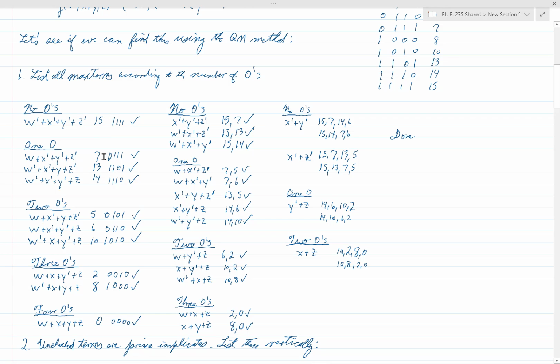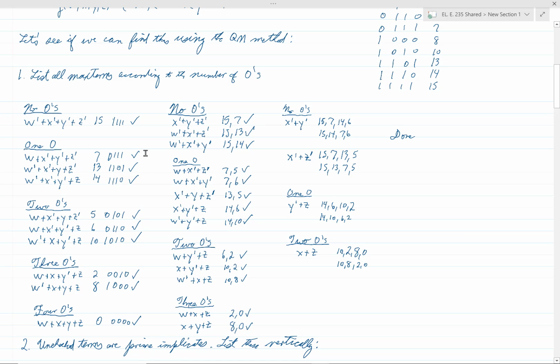So 15 and 7, the lower number is smaller, so that's good. The difference is 8, which is a power of 2, and so those two will combine. And when you combine those two, you get x prime or y prime or z prime. And we put 15 and 7 here to help us keep up with what two terms we combine to get that. And then we put a check mark by 15 and by 7 since we have used both of those in making a combination.